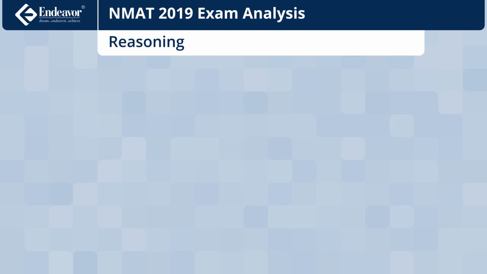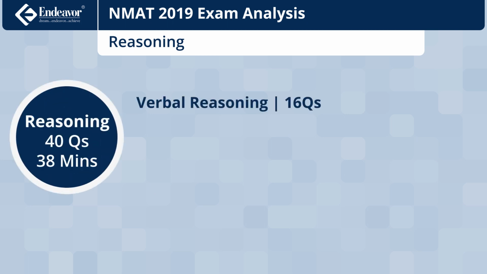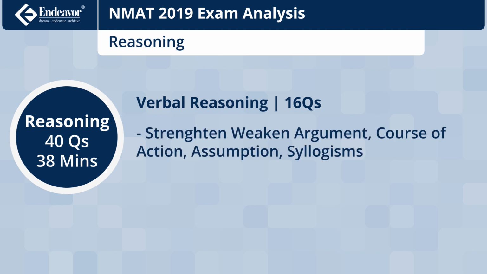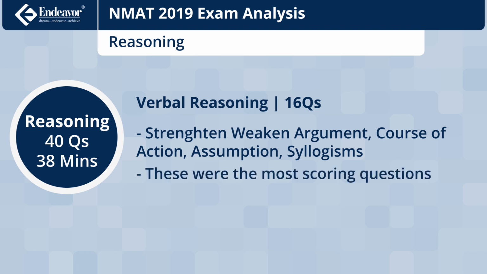Moving on, reasoning. Just like last year, we received 16 questions of verbal reasoning. The variety varied from strengthen and weaken argument to course of action, assumptions to syllogism. There is no doubt that these were the most productive questions of the section. Getting at least 11 to 12 of them correct should not be very difficult for a prepared test taker.